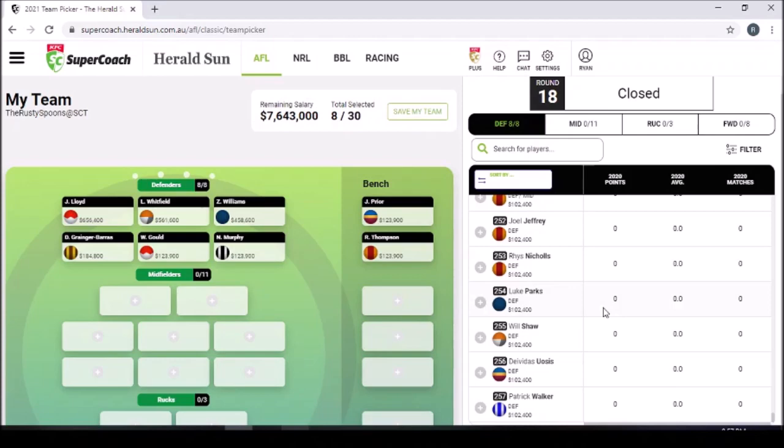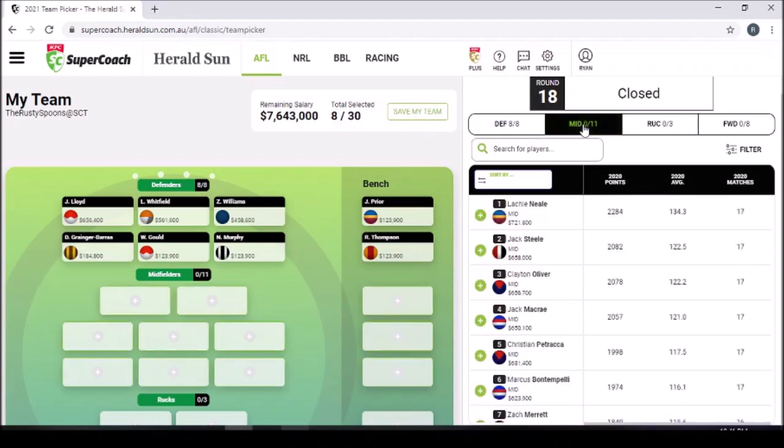Williams is probably that value pick out of the lot there. Maybe I've just scrolled through a little bit too quickly, but no real names are shouting out at me apart from blokes that I've sort of mentioned there. On to the midfield. This is where lots of the points are at. No surprise there. Lachie Neale is the highest priced midfielder at 721,800.